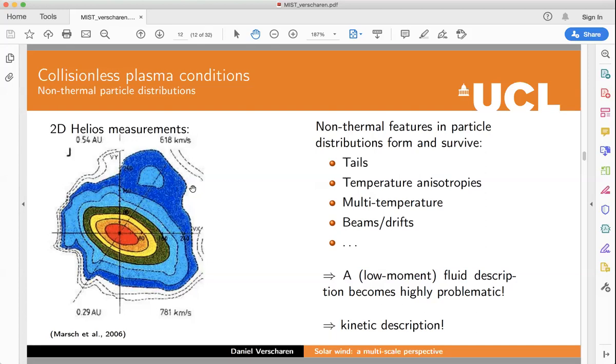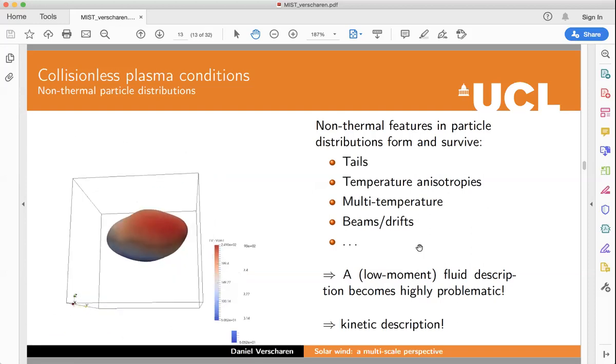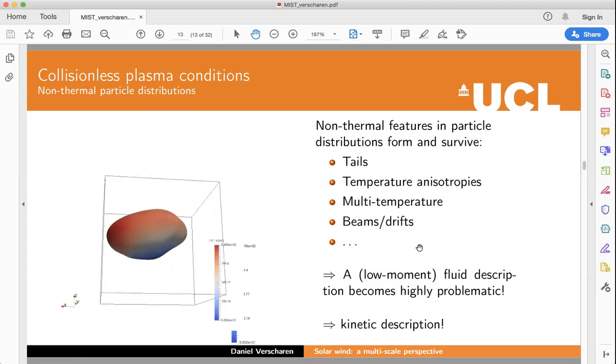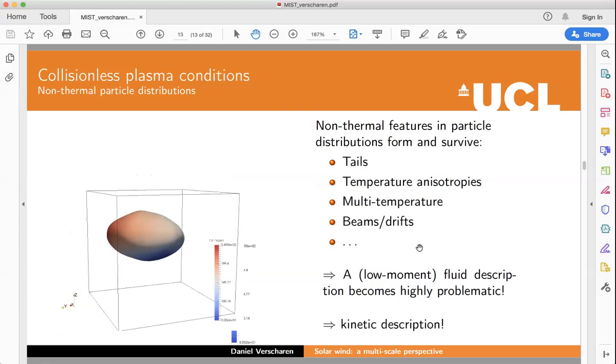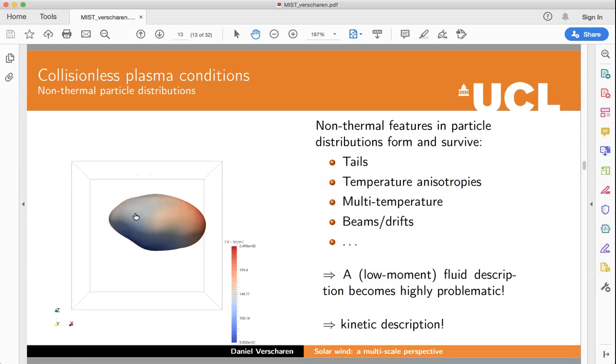And we can even look into the 3D case. So remember, in the Maxwellian case, it's just a sphere. So this is now also from a Helios measurement. You already see it's not a sphere. It's a funny shaped potato, right? It's not a sphere. And also here you see we have a temperature anisotropy, right? So this dimension is wider than that dimension.